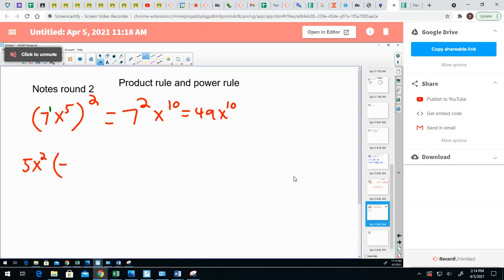We have 5x squared times negative 3x to the 5th plus 8. Multiply numbers to numbers. 5 times negative 3 is negative 15. We're going to add our exponents because we're multiplying, so 2 plus 5 is x to the 7th. And 5 times 8 is 40. And then x squared is just going to stay x squared.